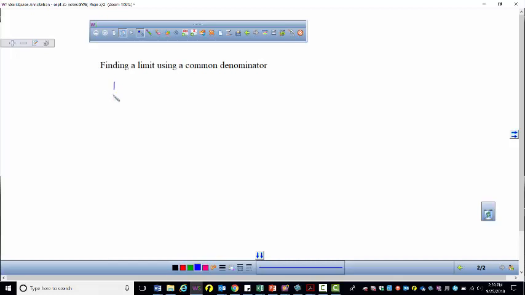So like if I have the limit as x approaches 0 of 1 over 5 plus x minus 1/5, all over x. So this is a complex fraction because you have a fraction within a fraction. So it's considered a complex fraction.